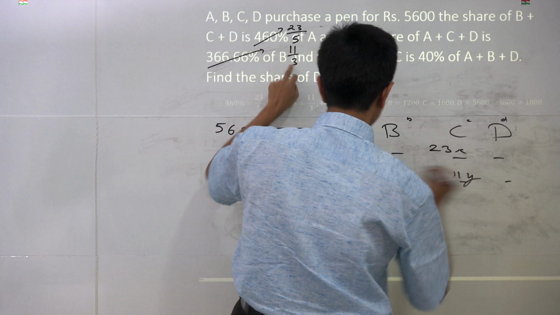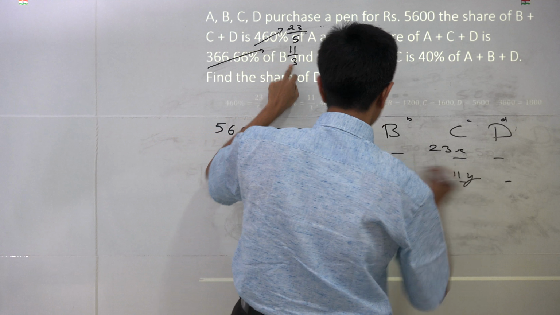Last thing, C is 40%. 40% is 2 by 5 of A, B and D. So if I assume A plus B plus D to be 5Z, then C comes out to be 2Z. This is what these equations are telling us.